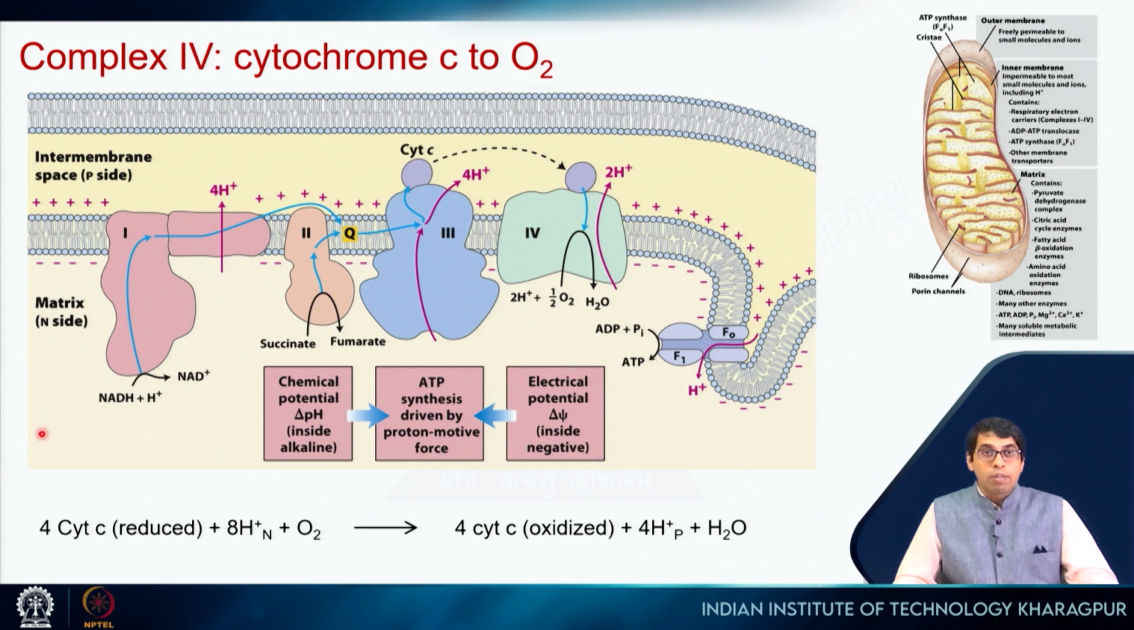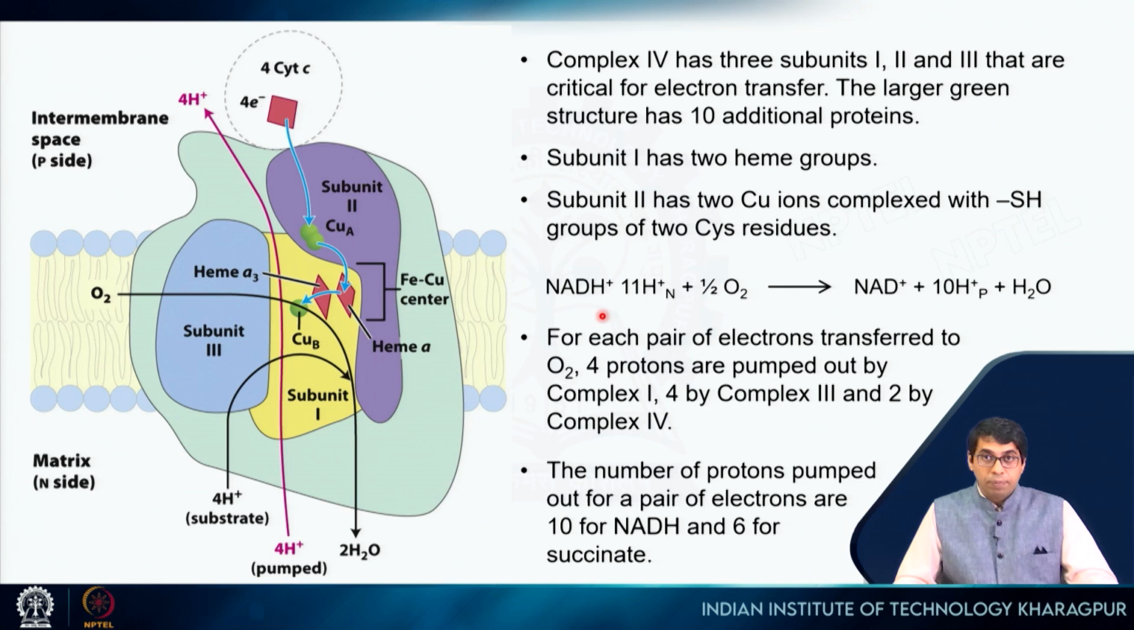For 2 electrons transferred from NADH to oxygen, 10 protons are pumped out, and that is what is written here. This is something that will be important to calculate the number of ATP molecules that are ultimately synthesized from oxidation of glucose.